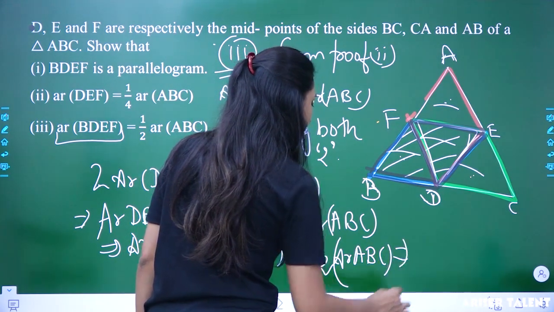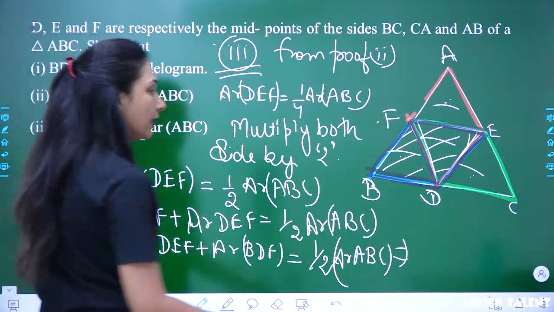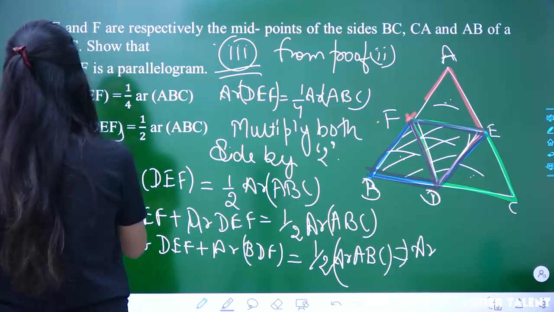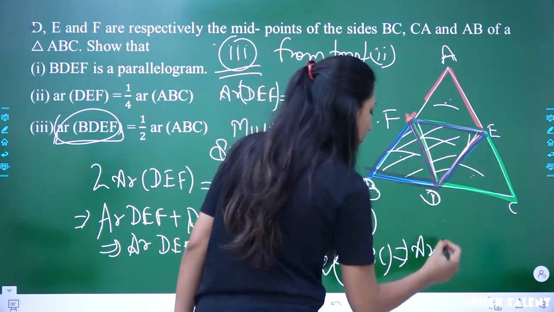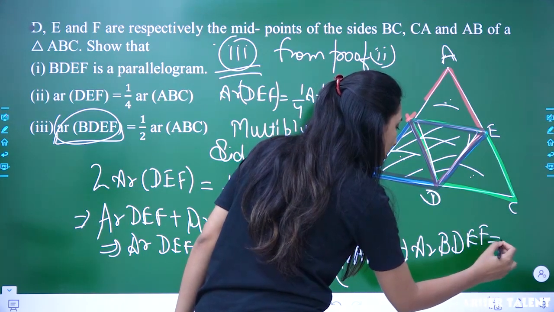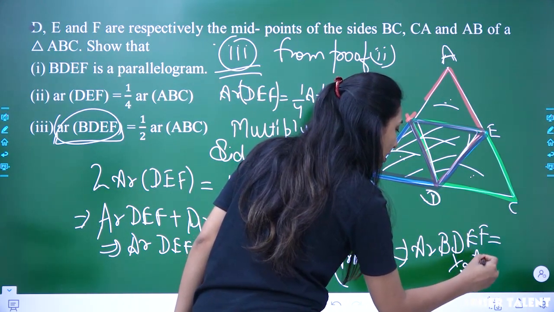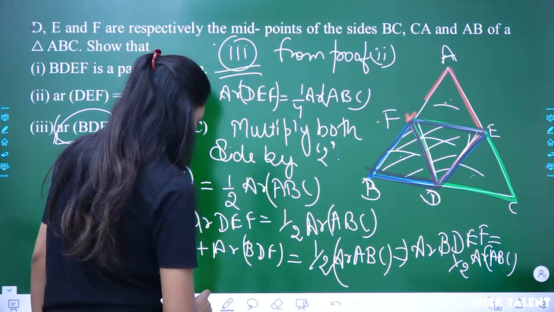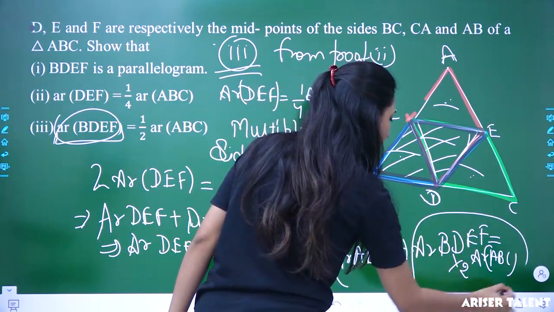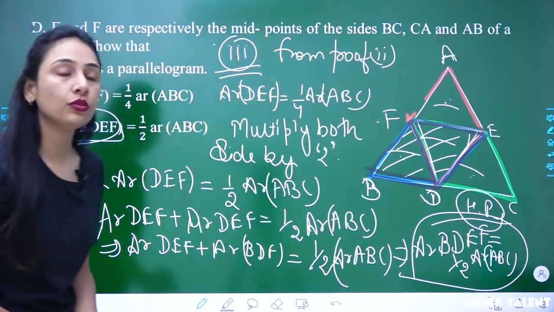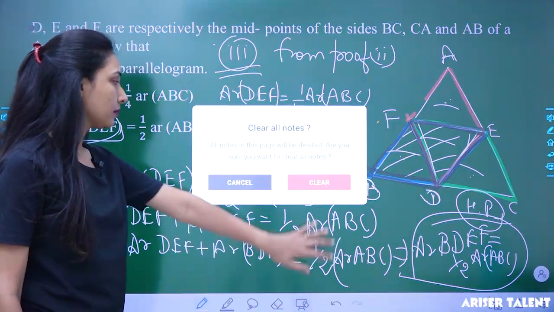Okay, and by that you can say that this is the area, this complete parallelogram, which is BDEF. BDEF is equal to half area ABC. Hence proved. Okay, done.